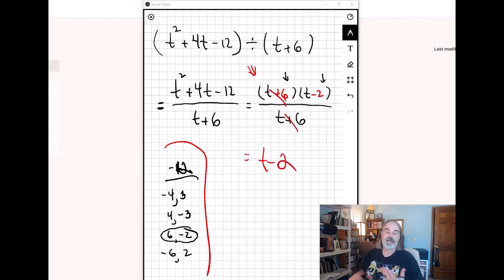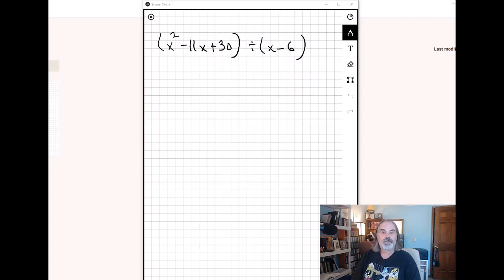Okay, and then just remember what division does. Again, it's undoing multiplication. The original question is asking if t plus 6 is a factor of t squared plus 4t minus 12, what do we multiply it by to give the t squared plus 4t minus 12? And that answer is t minus 2. T plus 6 times t minus 2 is the t squared plus 4t minus 12.